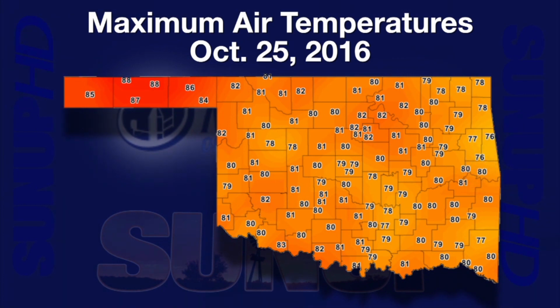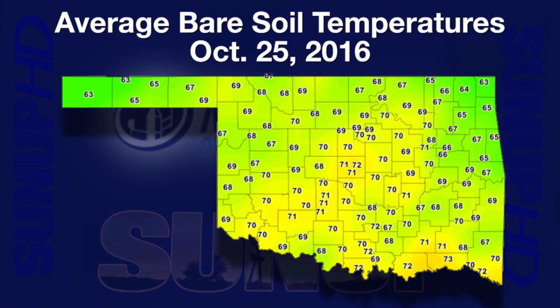Our warm afternoons have led to warming, not cooling, soil temperatures. The average soil temperature for Tuesday for bare soil at 4 inches ranged from a low of 63 at Boise City, Eva, and Miami to 73 at Hugo. Typically, in the last week in October, we would expect cooling soil temperatures.